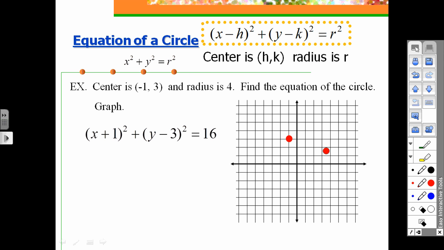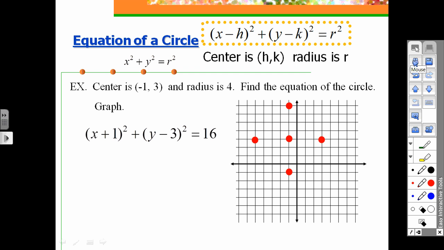And then the next thing we're going to do is take our radius, which is 4, and count up 4 from the center. 1, 2, 3, 4. We're going to count down 4. 1, 2, 3, 4, right there. We're going to go back to the center, count to the right 4. 1, 2, 3, 4. And then you're going to count to the left the same. 1, 2, 3, 4.